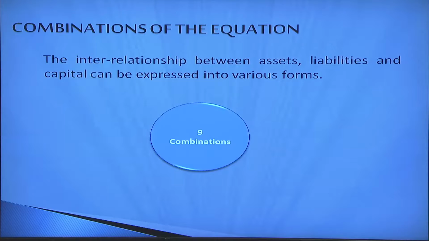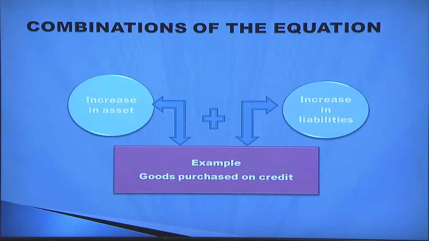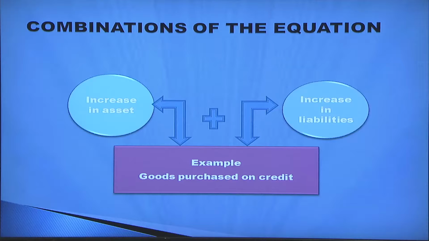Let us discuss the combinations of the equations. The interrelationship between assets, liabilities and capital can be expressed into various forms. Increase in asset and increase in capital can be shown in a transaction like started business with cash. So, cash is increasing, capital is increasing. Another transaction, goods purchased on credit. Goods are coming inside the business, so there is an increase in asset. Purchased on credit, creditors increase, so increase in liabilities.